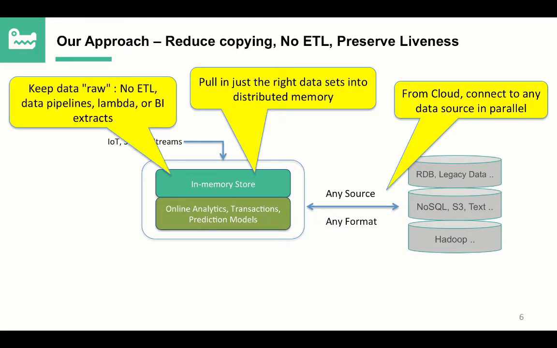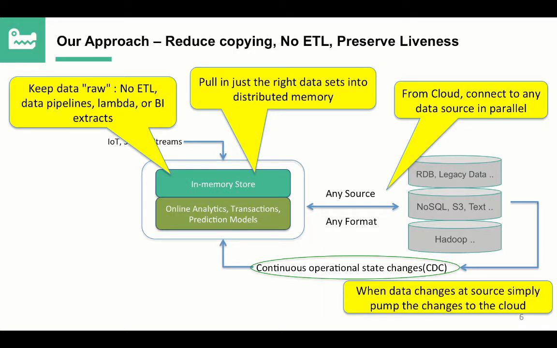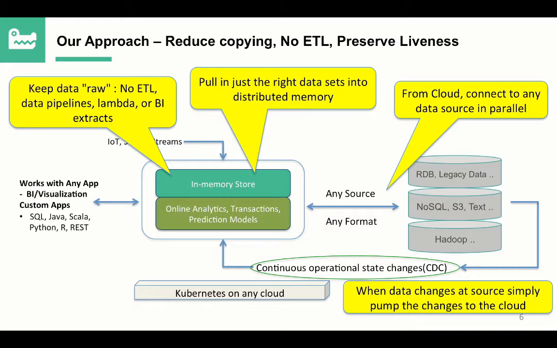The most important thing here is that you can literally retain the data in raw form. Of course, you might be enriching it, but the point is that you don't have to generate cubes and aggregations, go through a complex pipeline, use Lambda or even BI extracts, because the data can be served at pretty amazing speeds. And finally, if the data does change in the operational stores, you can rely on change data capture mechanisms, so that as the data changes, it can be pumped directly into the cloud. And we deliver this multi-cloud strategy through Kubernetes. We'll get into it as we demo it.